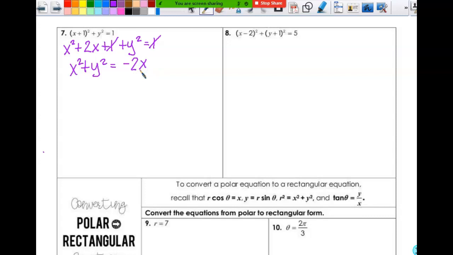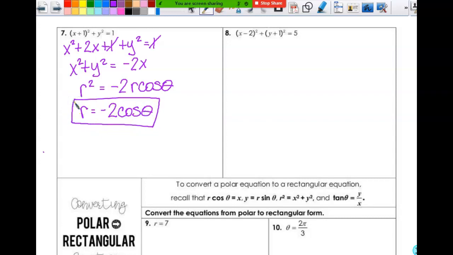Okay. Now that I've kind of cleaned that up, the algebra stuff, now I can start substituting. So again, we know that x squared plus y squared is r squared. And that's going to be negative 2 times r cosine theta instead of x. I need to get r by itself. So in this case, I can divide both sides by r. That'll leave me with r equals negative 2 cosine theta. r is by itself. And we're done. Any questions at all?